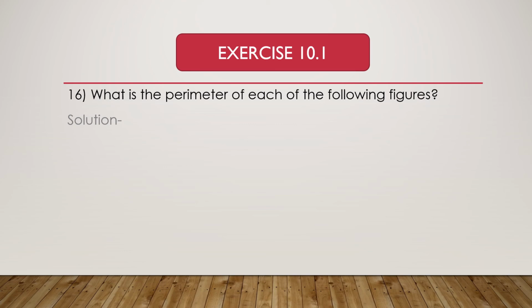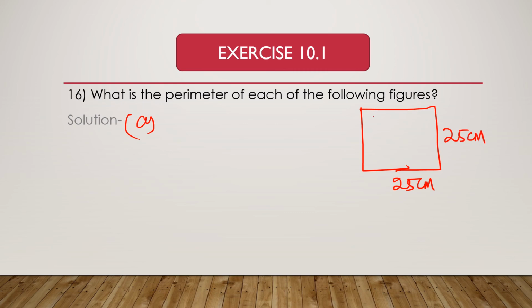Now question number 16. What is the perimeter of each of the following figures? First figure is this one. This is 25 centimeter, this is 25 centimeter, and this is 25 centimeter. This is the shape of a square, and each side is 25 centimeter. We know a square has equal sides. All sides are equal.